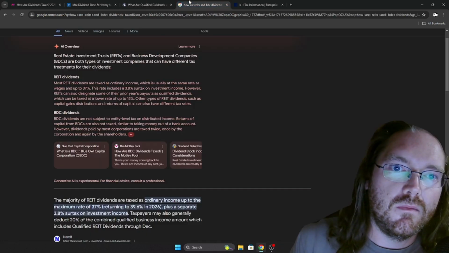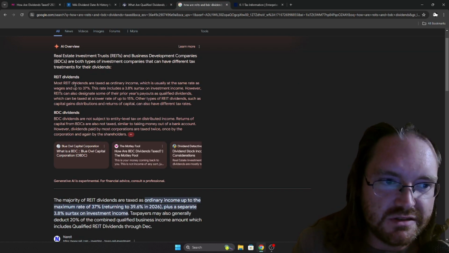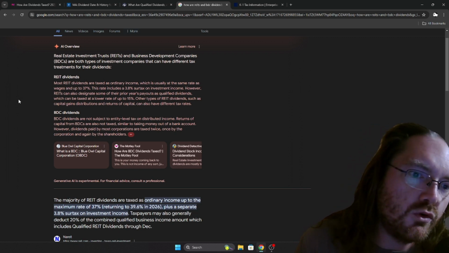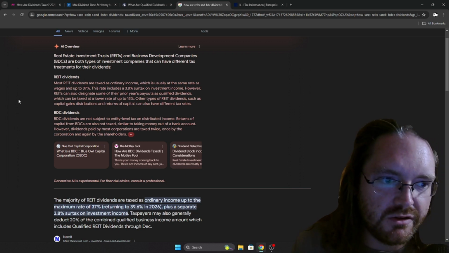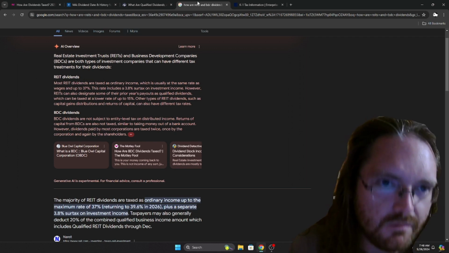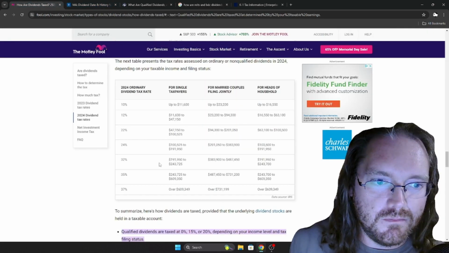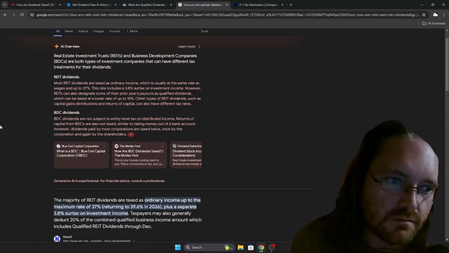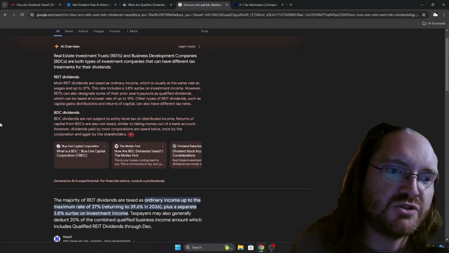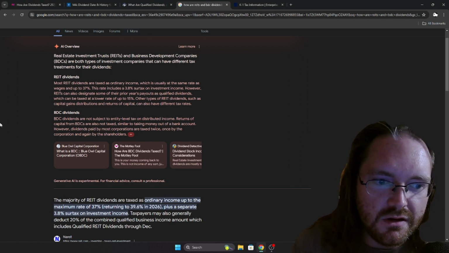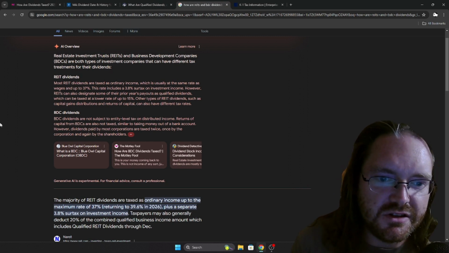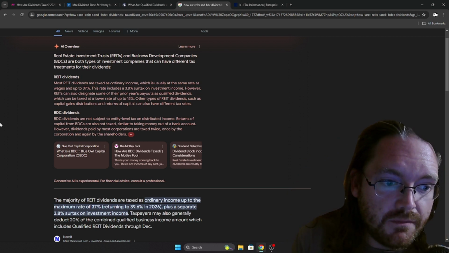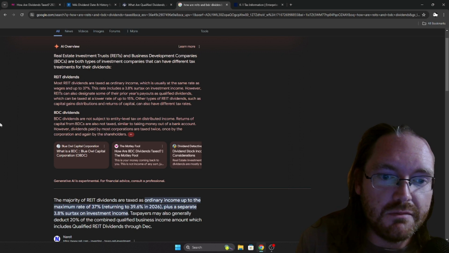Now, REITs and BDCs. How are REITs and BDCs taxed? Most REIT dividends are taxed as ordinary income, which usually is the same rate as wages and is up to 37%. So, the ordinary income, that's where you get that at. BDCs are different, they are not subjected to entity level tax on distribution income. Returns of capital from BDCs are also not taxed, similar to taking money out of a bank account.